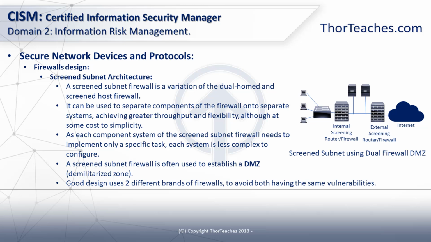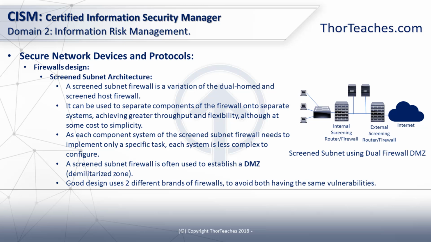Which then brings us to the next natural progression, screened subnet architecture. With this, we combine the dual-homed and the screened host network firewall or router. You can see over here on the drawing, traffic coming from the internet hits the external screening router or firewall. Early on it was still routers, later on it became firewalls. Then we have a DMZ, a demilitarized zone, where we would have our web servers or anything that someone from the outside would need to access. And then we have another firewall or screening router. Once you get past that, you're in our internal network.